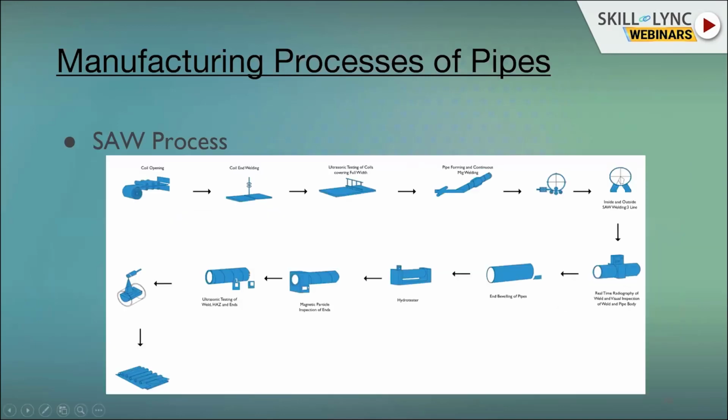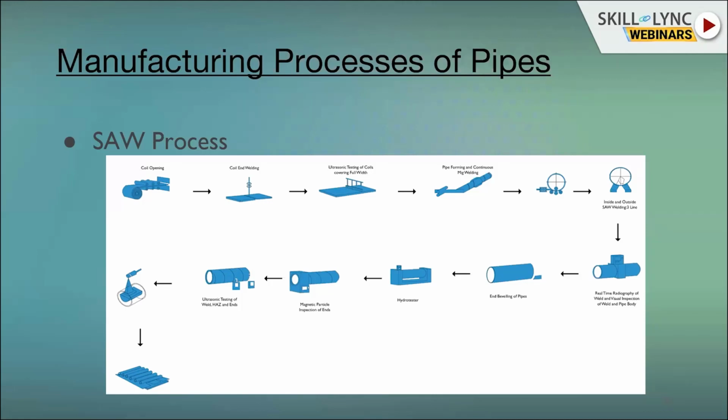Okay, so this is the manufacturing of the SAW process, SAW pipe, like spiral pipe manufacturing I told you earlier also. In both these processes, we are using coils only for manufacturing the pipe. As soon as you purchase a coil, the coil needs to be opened from one end. In the first part, the coil opening will be done. In the other part, the coil end welding will be done.